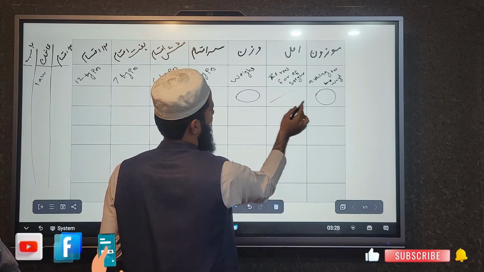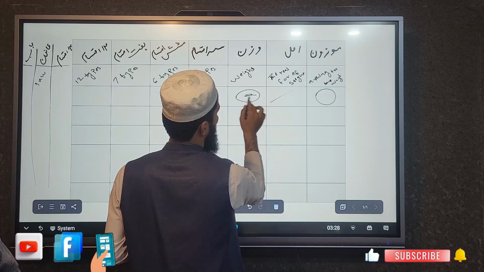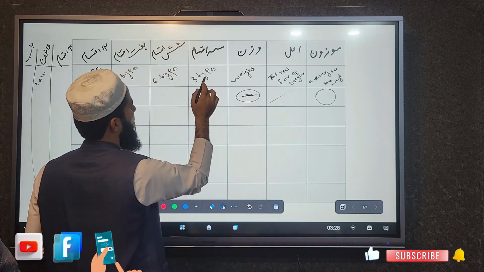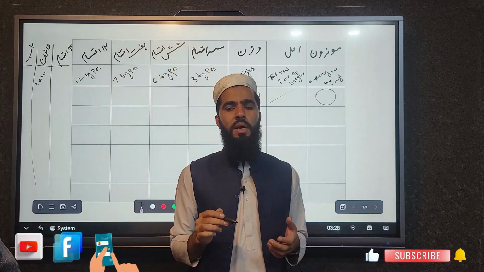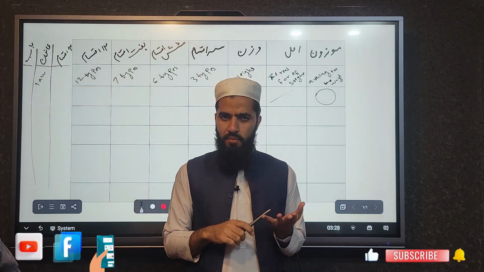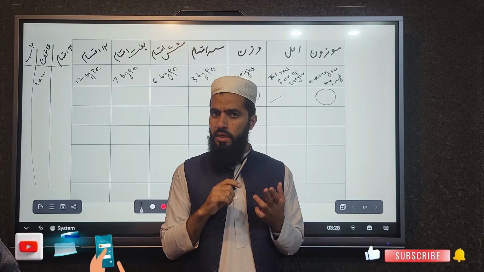Here we will write the wazan of the sigha. And in the section of aqsam we will search for its type. Is this sigha ism? Is this sigha fail? Or is this sigha harf?